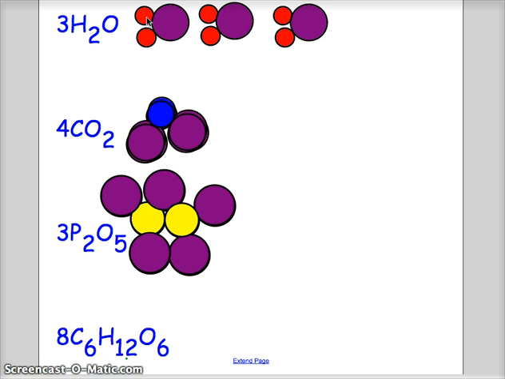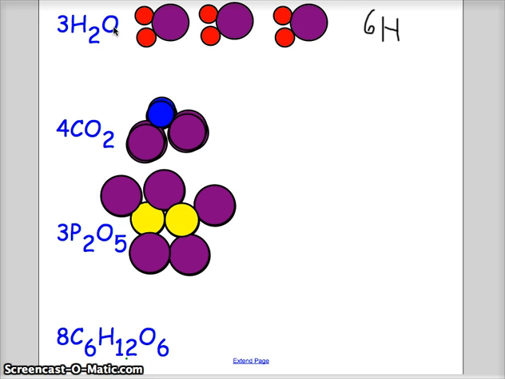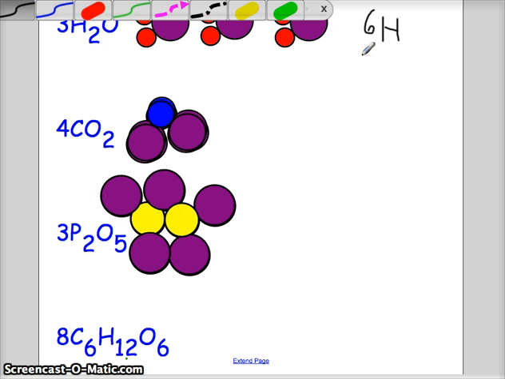And if I count the red ones, which are the hydrogens, 1, 2, 3, 4, 5, 6, I have 6 hydrogen. Trying to use a stylus and it's not working. Okay. Now, if I look at my oxygens, oxygens are the purple, and there's 1, 2, 3. I have 3 oxygens. Okay, 3 O.